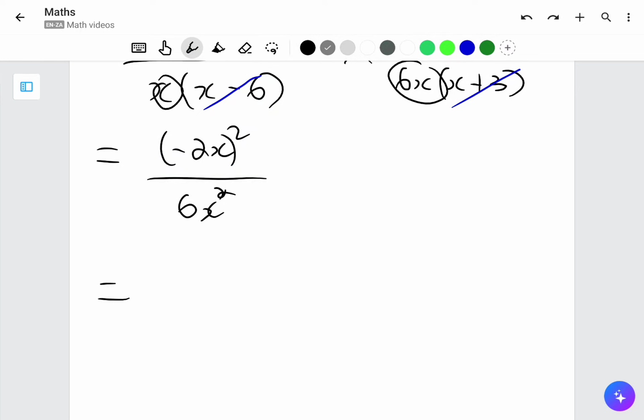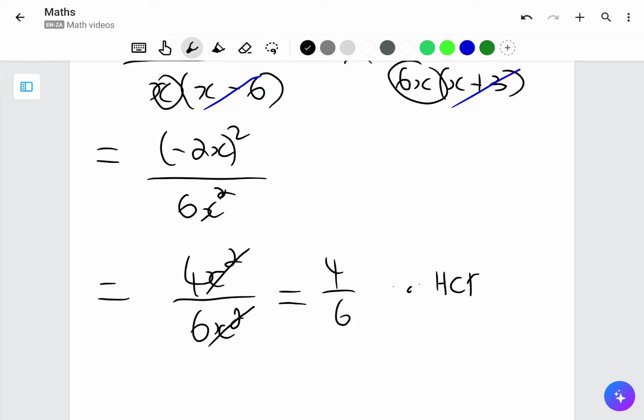So what are we going to be left with after doing that? We're going to be left with a 4x squared, right? Over 6x squared. Remember, the denominator remains, so this will cancel. What are we left with? 4 over 6. Then we can say there is a HCF of 2, right? So we can divide the numerator and the denominator by 2. So we know that 2 goes into 4 how many times? It goes twice, and 2 goes into 6 three times. And my answer is 2 over 3.